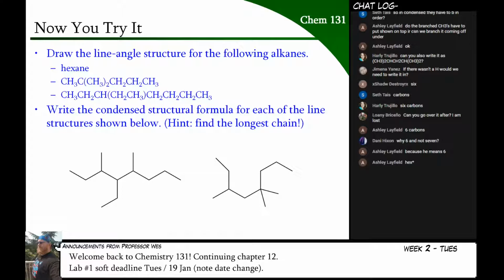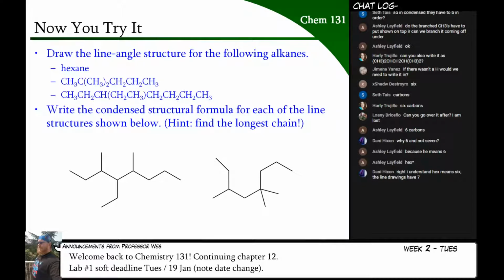Yeah, the prefix hex is short for hexa, like hexagon, which is the 6-sided shape. You're going to see these number prefixes come up quite a bit. So like pentane is pentagon, so pentane would have 5. And then hepta would be 7.